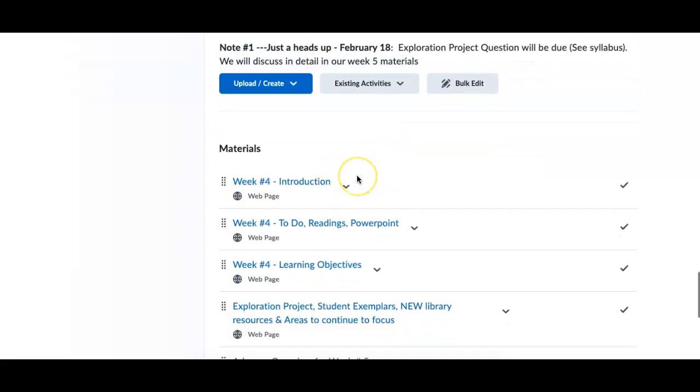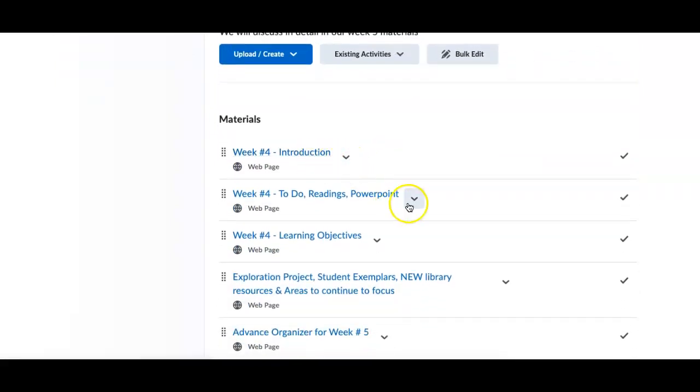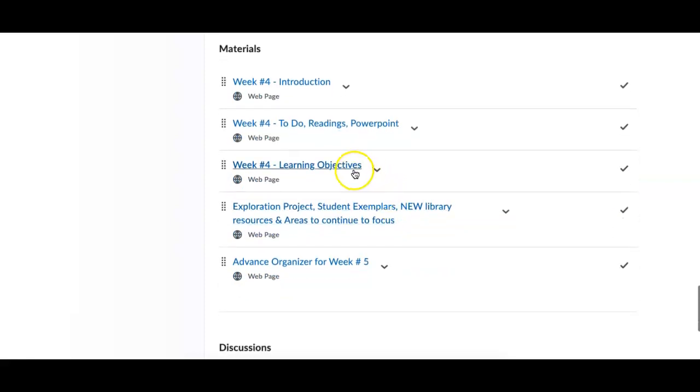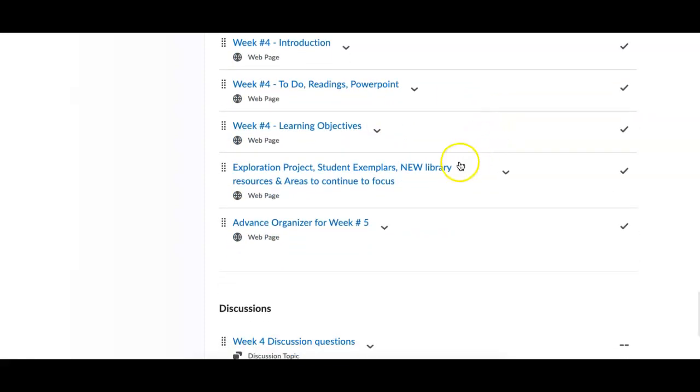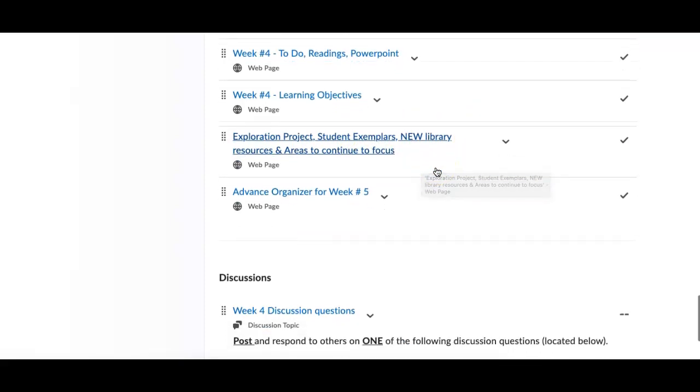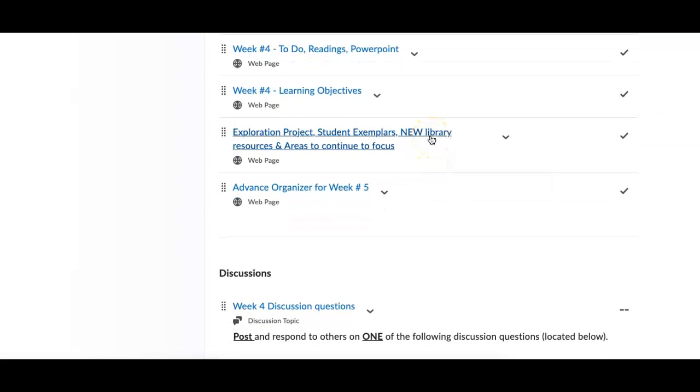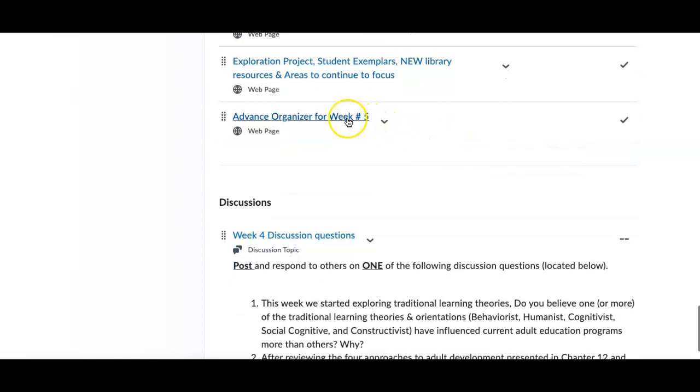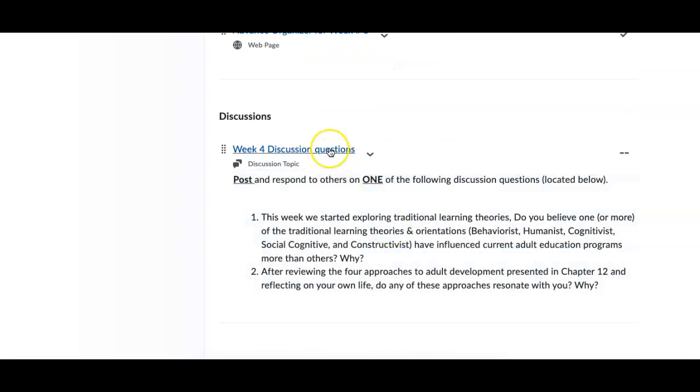So here's the materials for the week. Introduction, PowerPoint, learning objectives, exploration project, student exemplars. Take a look at that. And the library resource and areas to continue to focus. Advanced organizer for week number 5. And then the discussion question.